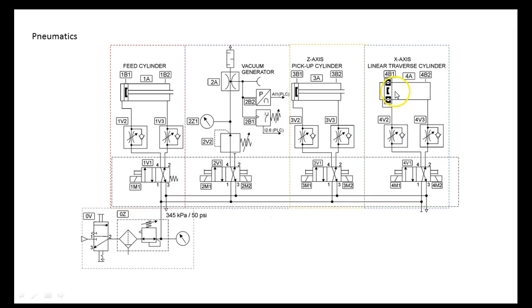This is a rodless cylinder. Here's the valve that controls that. It's a 4-2 way valve, solenoid actuated with manual overrides. 4M1, because it belongs to what? Circuit four, right? You understand? 4M1 should cause the cylinder to move to the right. 4M2 should cause the cylinder to move to the left.